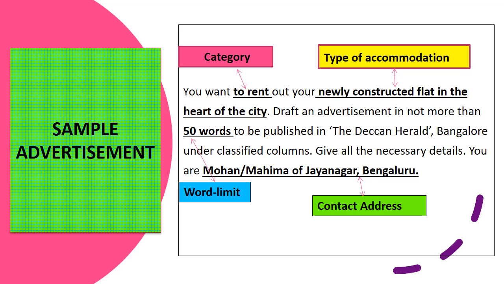Draft an advertisement in not more than 50 words. So word limit is given, 50 words. And even if the word limit is not given, you should know it beforehand. Advertisement writing is to be done in 50 words. Give all the necessary details. Now the details you have to invent.